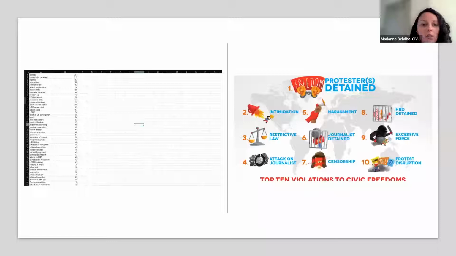You can see this list on the left, for example, that there were more than 200 incidents of protesters being detained over the past year based on the data that we got. And this is at a global level, and there were more than 300 incidents of protests happening over the past year. And from that, as you can see on the right side of the screen, we tell you what has been the main violation that we have on record over the year.